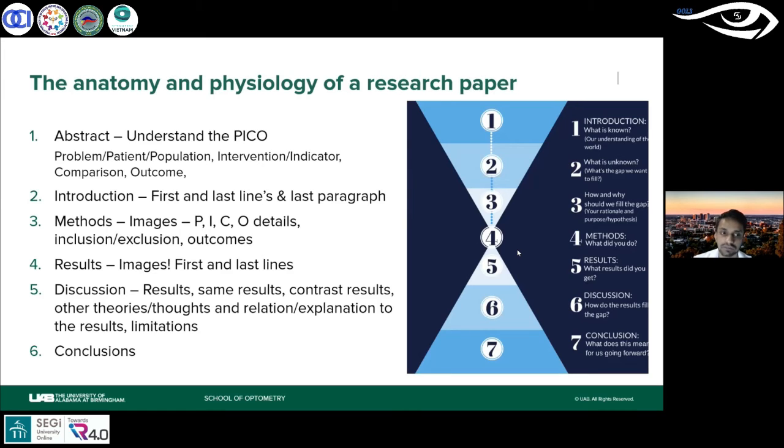And lastly, conclusion. If you actually read just these few lines, it will take 5 to 7 minutes max, even when you're starting. And you can quickly tell if this paper is worth your time or not, and if you actually want to spend 30 minutes digging down deep into it. So that is a brief anatomy and physiology of the research paper, and it's very helpful, especially when you're getting started and you have tons of papers to read, but you don't have the time.